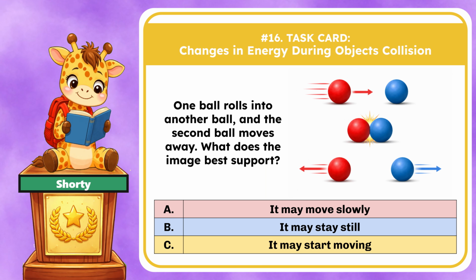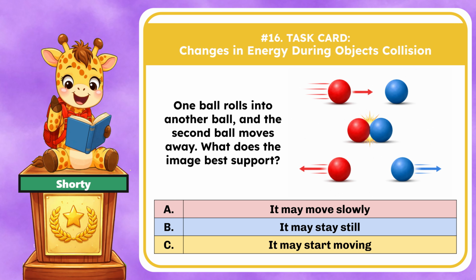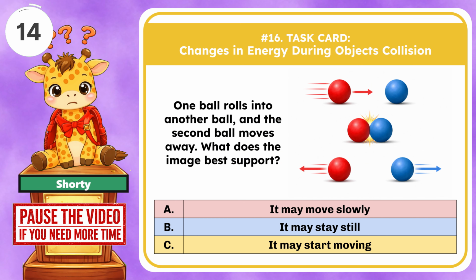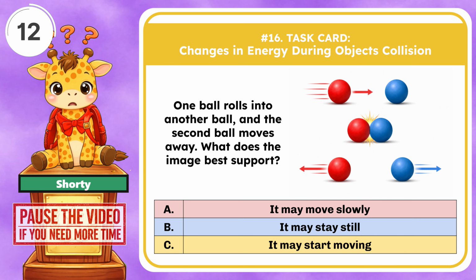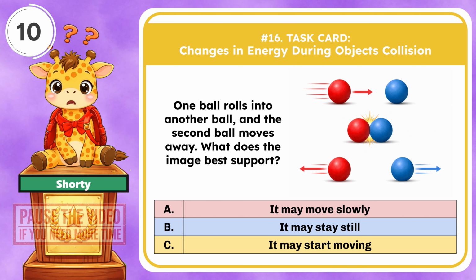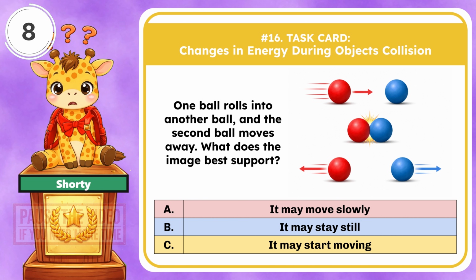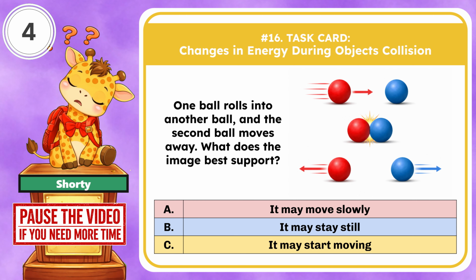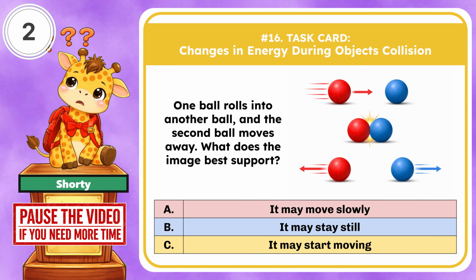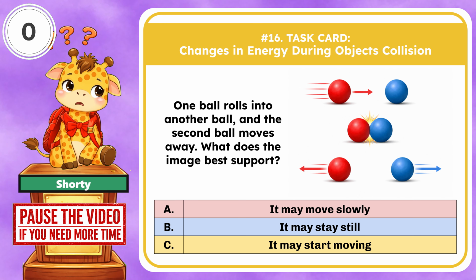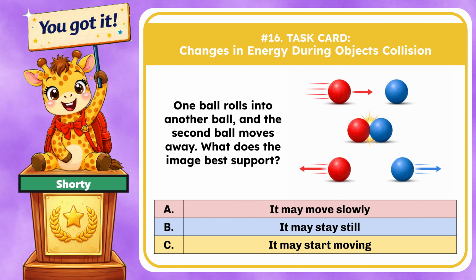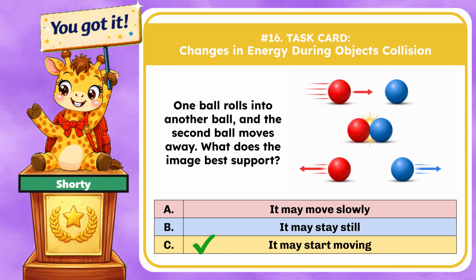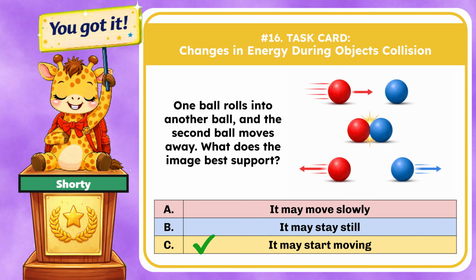One ball rolls into another ball, and the second ball moves away. What does the image best support? And the correct answer is letter C. It may start moving.